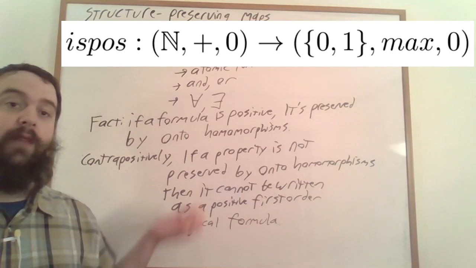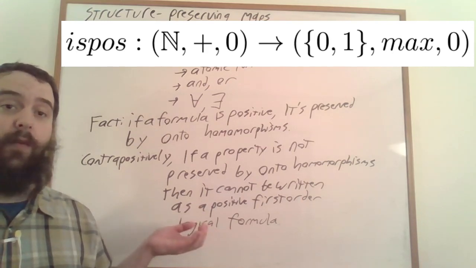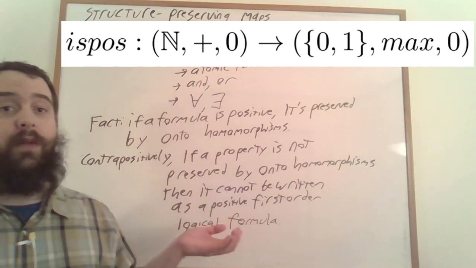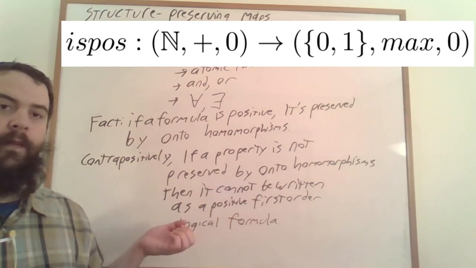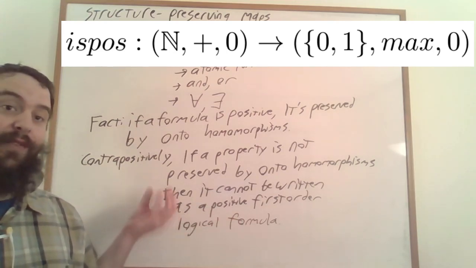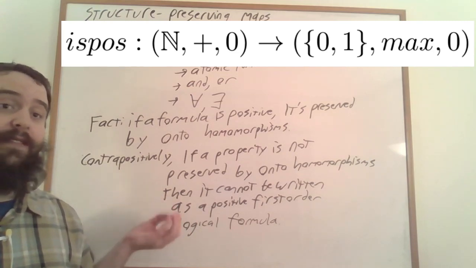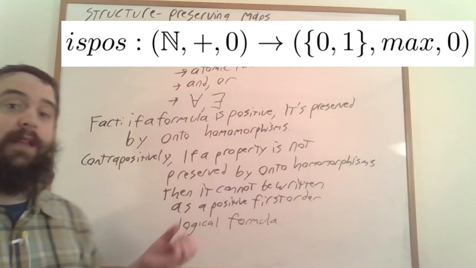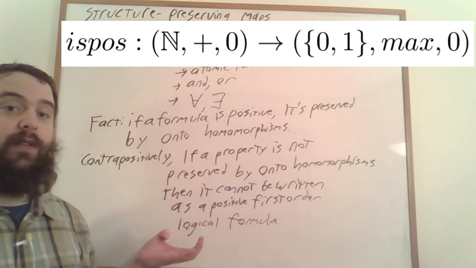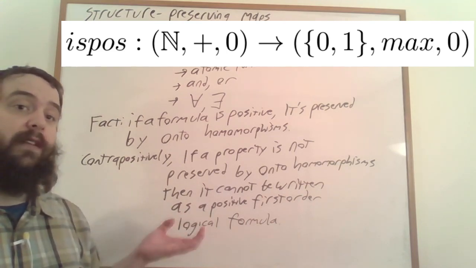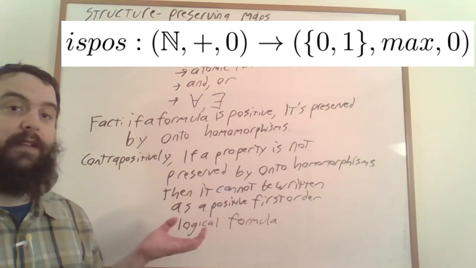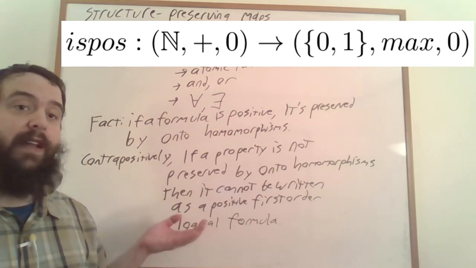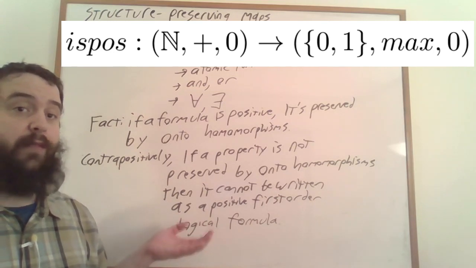non-commutative. If we take a look at our is-positive homomorphism from the natural numbers with addition to the set {0, 1} with the maximum operation, we notice the fact that the first structure is countably infinite is not preserved by this function. And so that means that there's no positive first-order logical formula expressing that a structure is countably infinite. In fact, there's no first-order logical formula at all that expresses that a structure is countably infinite.